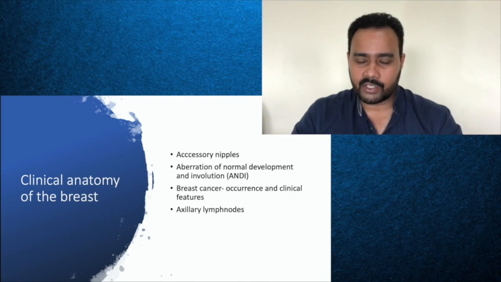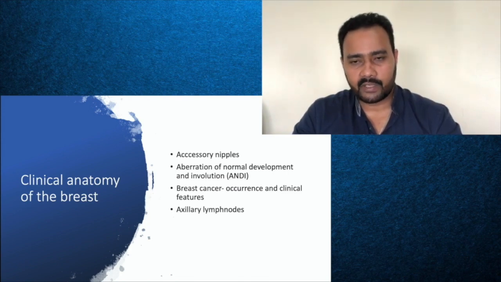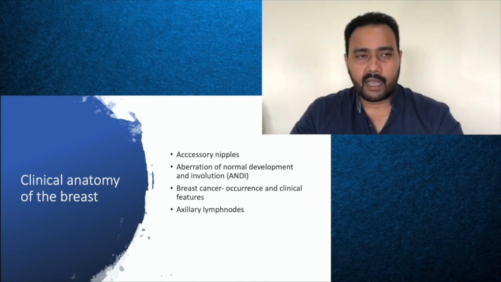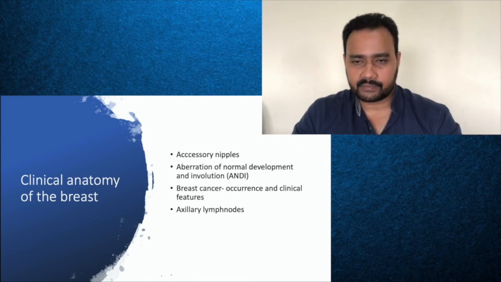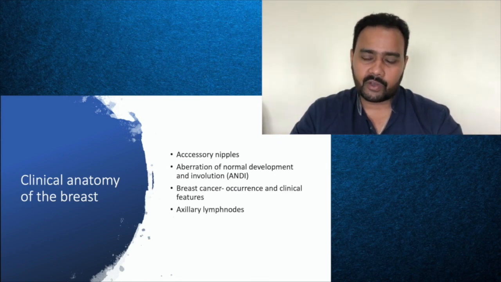ND is an aberration of normal development and involution. That is the second thing we have to know. And the third one: how breast cancer occurs in a particular place, the upper outer quadrant of the breast, as well as how breast cancer causes some clinical features according to the anatomical structures that are infiltrated.